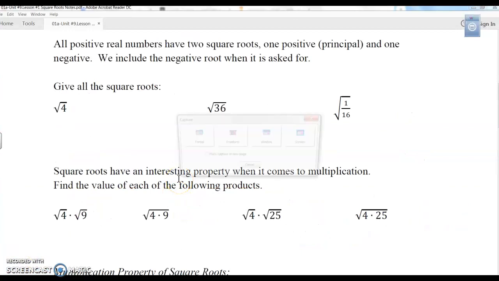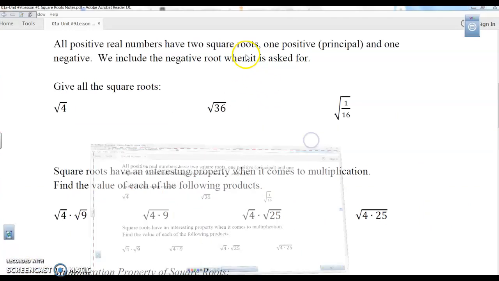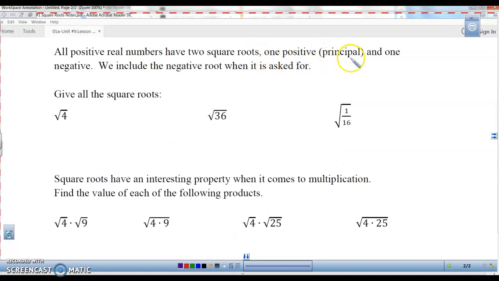Now, all positive real numbers have 2 square roots. One positive, which is called the principal square root, and one negative. We use the negative root when it's asked for. Technically, all square roots have two roots, a positive and a negative one. But most of the time you only use the positive one, but be aware that the negative one is there.